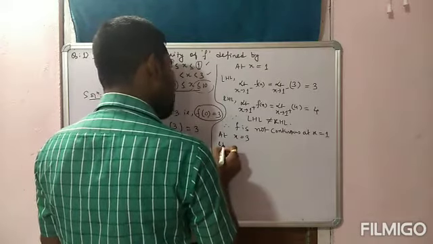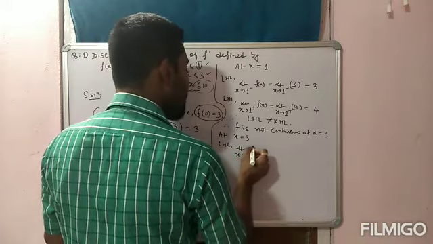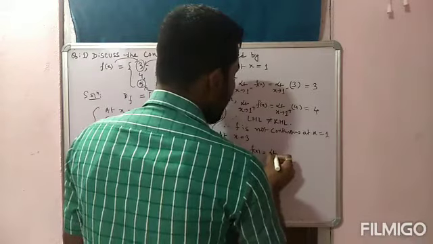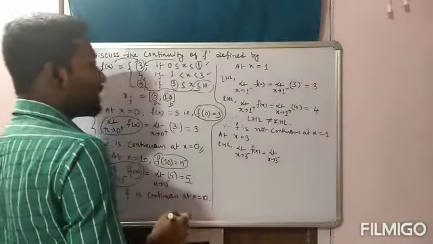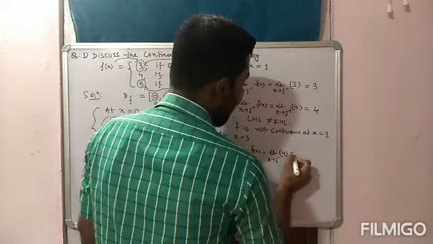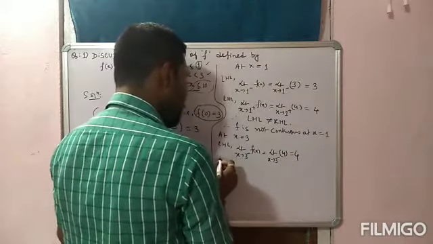So at x equal to 3, left hand limit, that is limit x tends to 3 power minus f of x, which is equal to limit x tends to 3 power minus means we all know less than 3. For less than 3, second condition will satisfy. Second condition में f of x का value दिया गया है 4. 4 is a constant term. This is equal to 4 only.